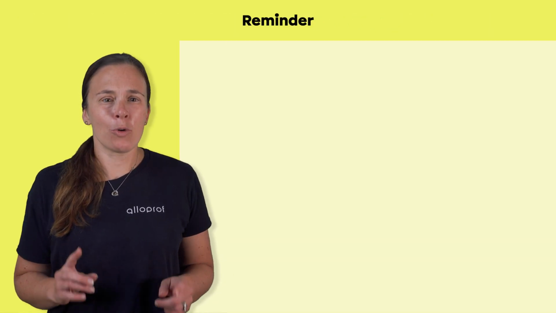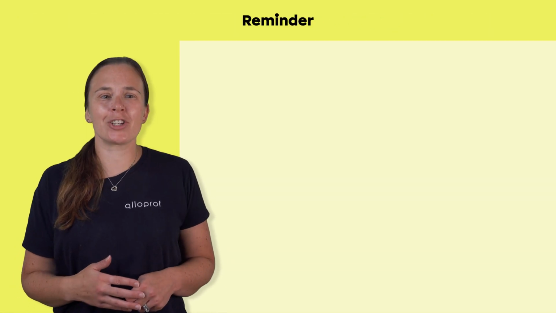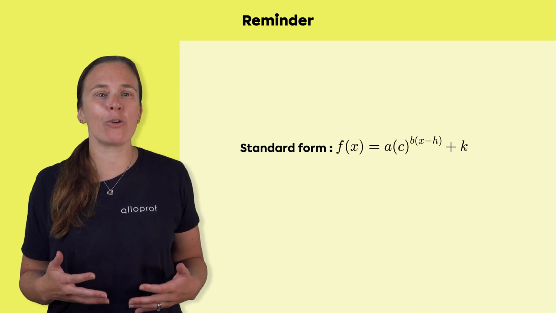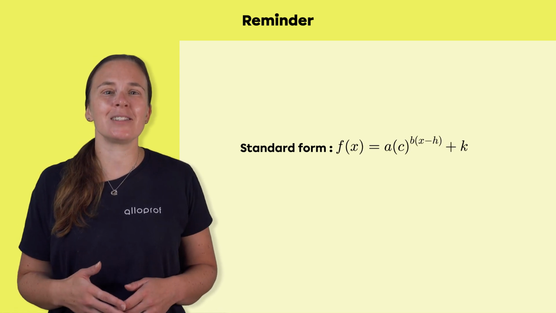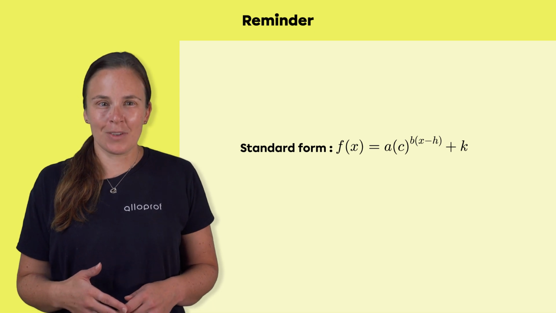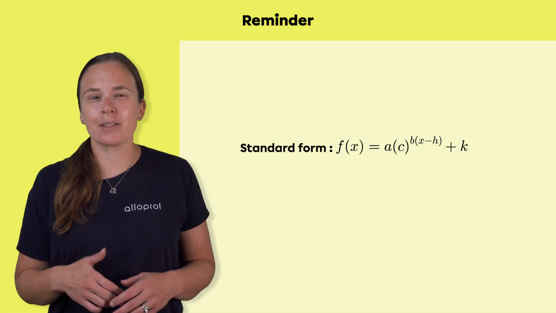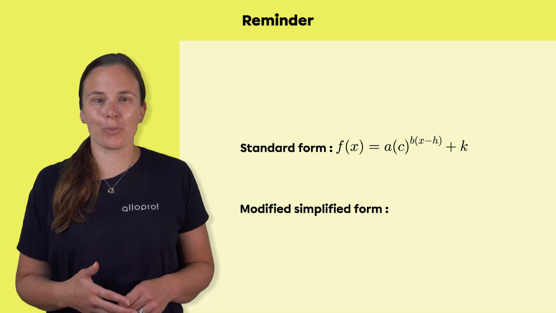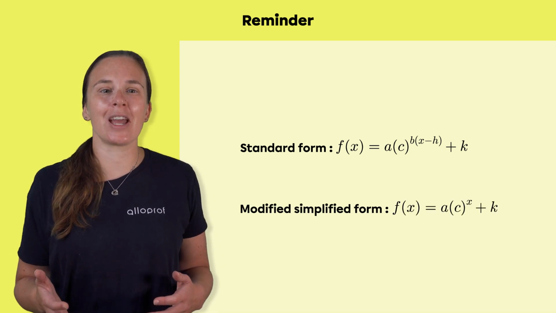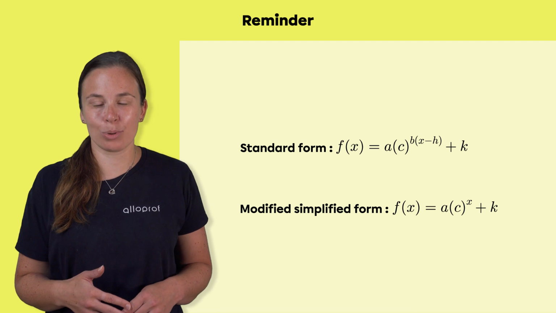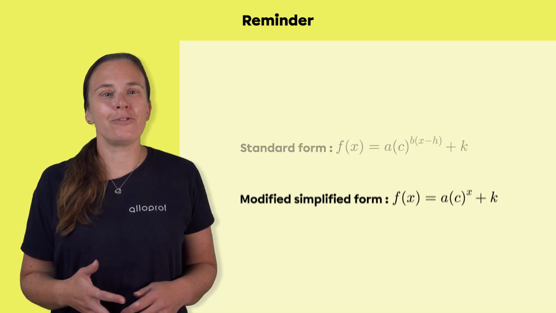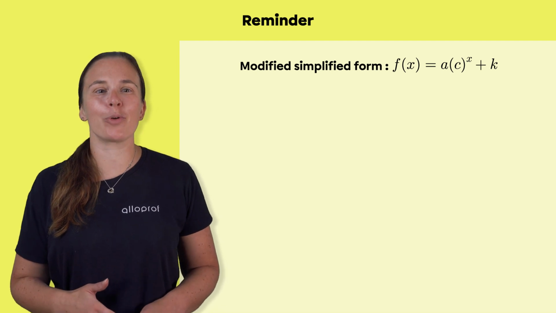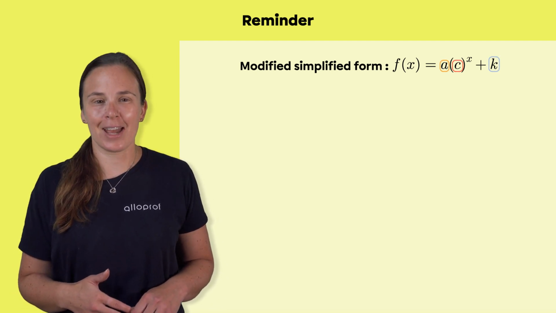Before we start, remember that the rule of an exponential function in standard form is f of x equals a times c to the power of b times (x minus h) plus k. We can simplify the standard form thanks to the laws of exponents. We then get a simpler form of the standard rule, which is f of x equals a times c to the power of x plus k. To find the rule of an exponential function, we must therefore determine the value of parameters a, c, and k.